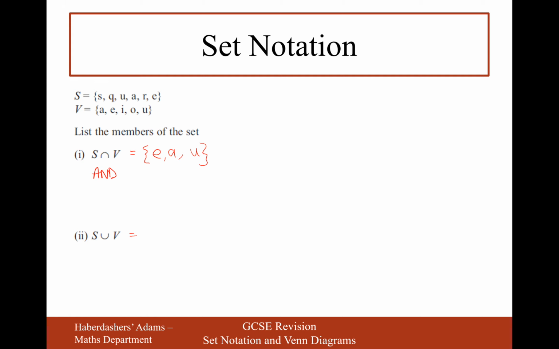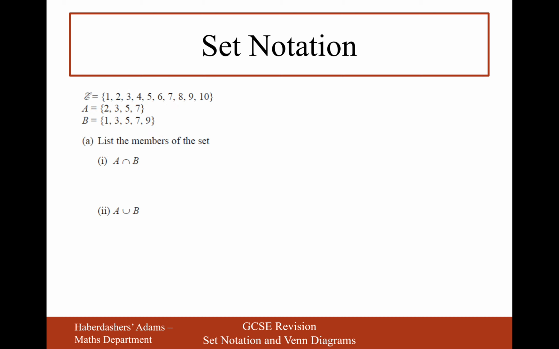And the second question is either. So the letter can either be in set S or it can be in set V. So that's going to be S, Q, U, A, R, E, and then anything else that was extra, I and O. Okay, so those are the elements, and you don't really need to have them in a set order as long as you've got all the elements in the brackets.